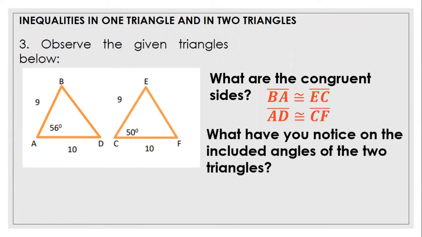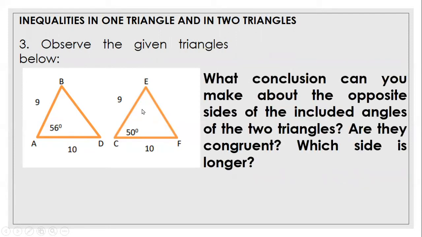Next question. What have you noticed on the included angles of the two triangles? 56 degrees and 50 degrees. They are not congruent. So, angle A is not congruent to angle C, or angle A is greater than angle C. Okay? Because 56 is greater than 50. Next question. What conclusion can you make about the opposite sides of the included angles of the two triangles? Are they congruent? Which side is longer?